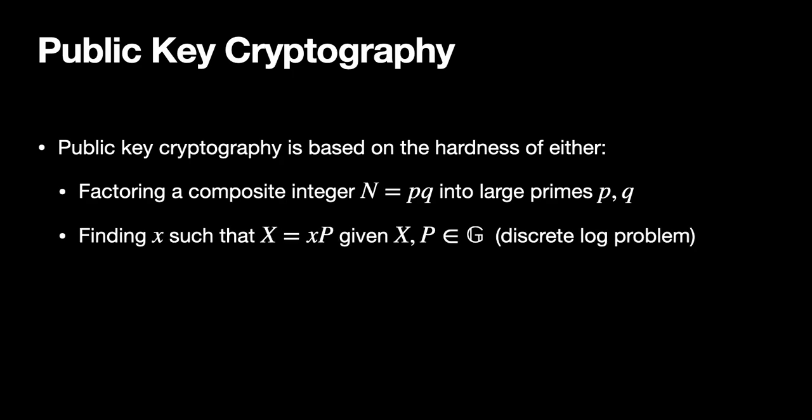In elliptic curve cryptography, we use something called the discrete log problem. The problem is finding little x such that big X equals little x times big P. Given only big X and big P drawn from G, a set of points that satisfy some special properties we'll get into next, it should be infeasible to find little x. So what is this G thing?